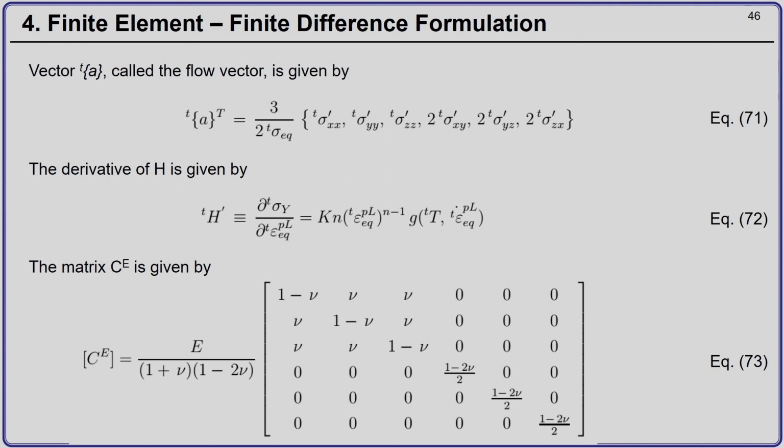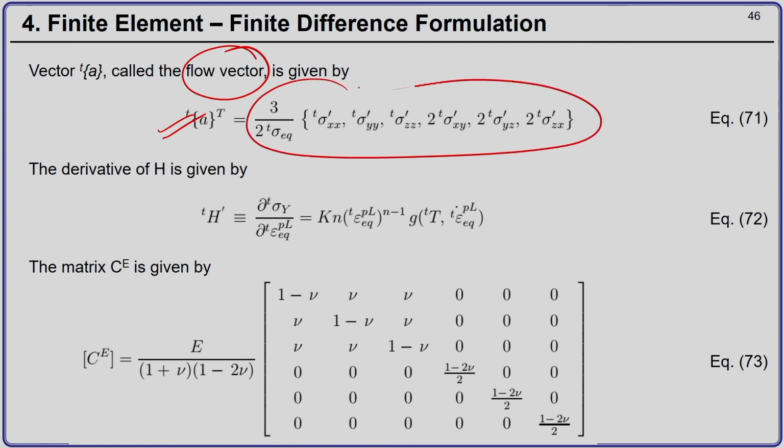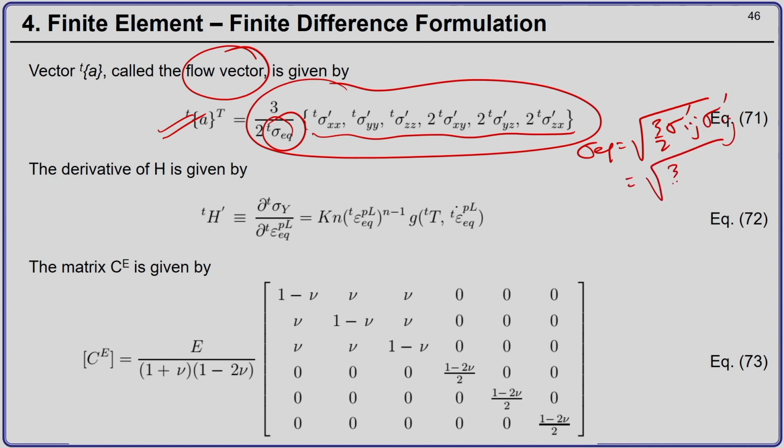This vector A is called the flow vector. If you read the theory of plasticity, you will come across this vector. It is normal to the yield surface, and this flow vector is given in the following form. It is a function of the deviatoric part of the stresses divided by the equivalent stress. Remember, the equivalent stress is nothing but root over 3/2 sigma dash ij sigma dash ij, or in direct notation we can write this as sigma dash double contracted with sigma dash. And the derivative of h can be written like this.